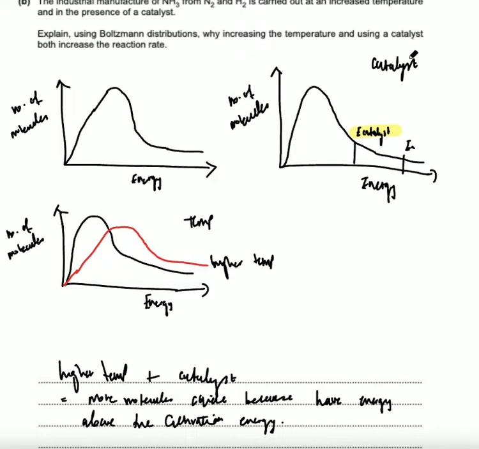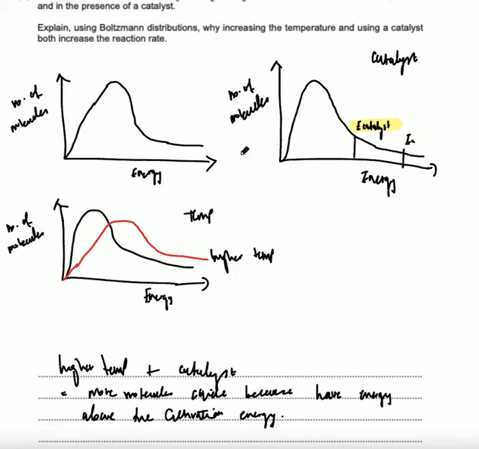When we add a catalyst, it's going to decrease the activation energy, and so we write the activation energy as here, and with a catalyst we're going to lower activation energy, and so we're going to have more number of molecules that are able to react because they have sufficient energy. And so this is your first graph.